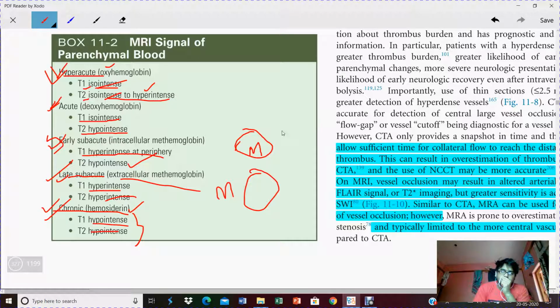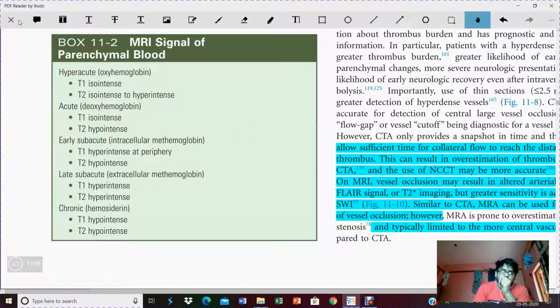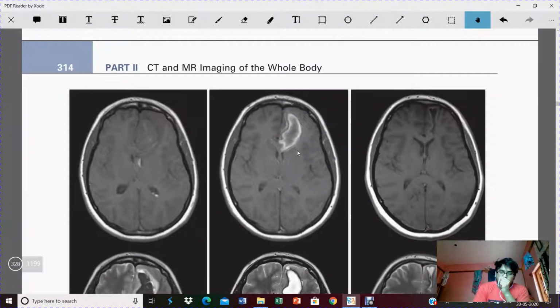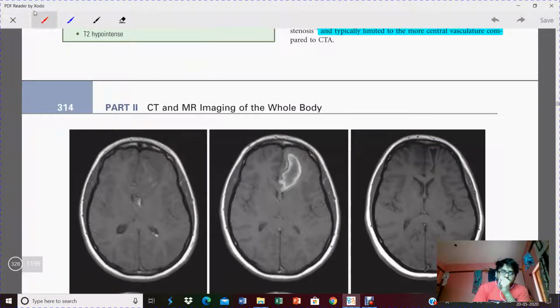Now we'll see the pictures. This one is T1, this one also T1, this one also T1. In this picture there is a lesion. This lesion is isointense with the surrounding brain parenchyma. As it is isointense, it is either the hyperacute stage or the acute stage.